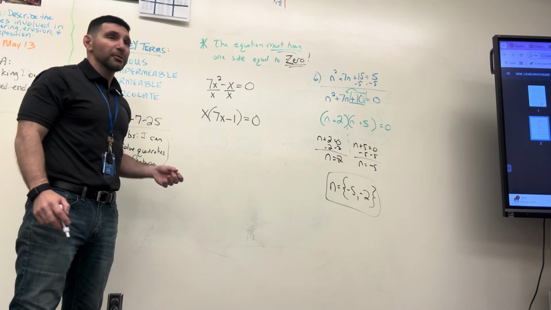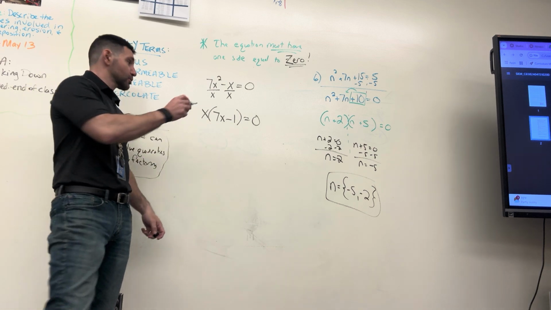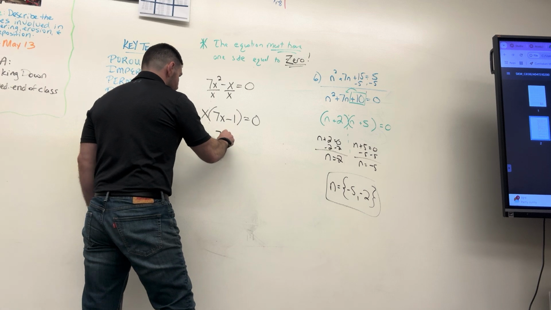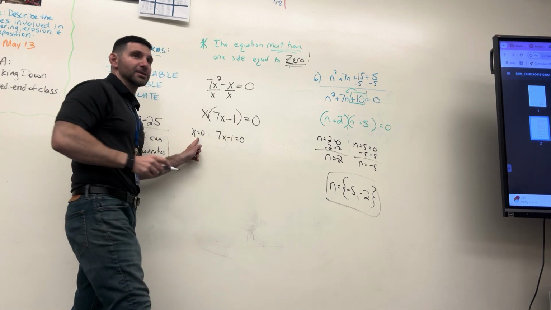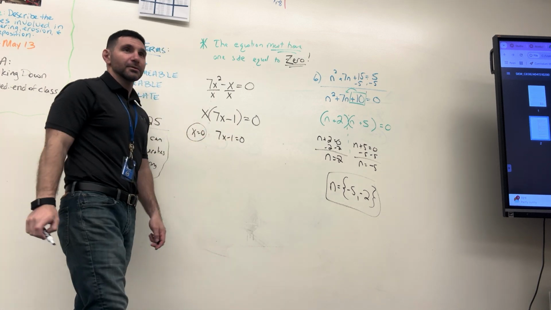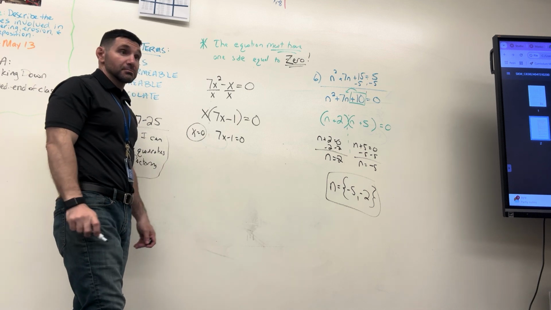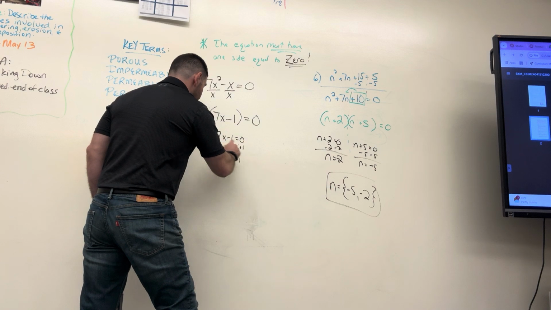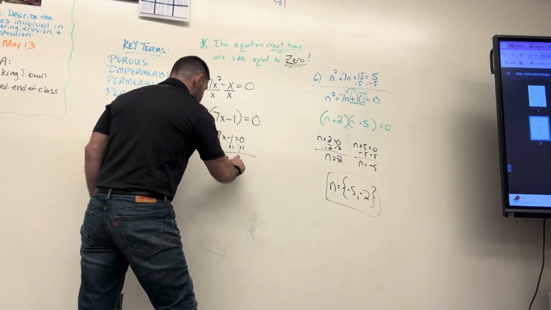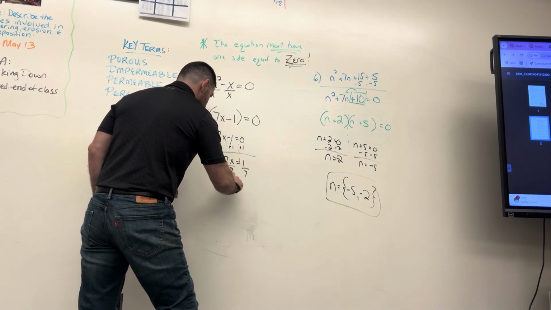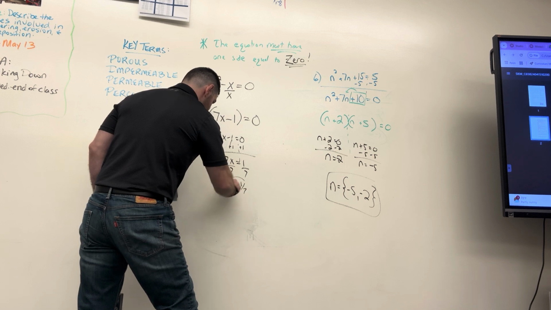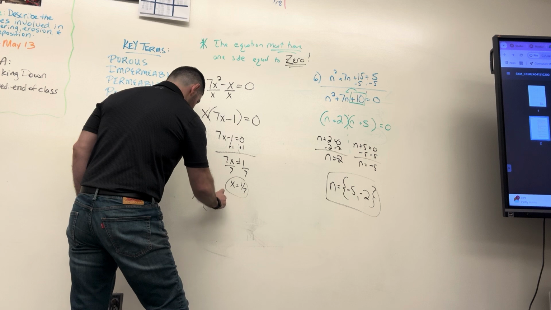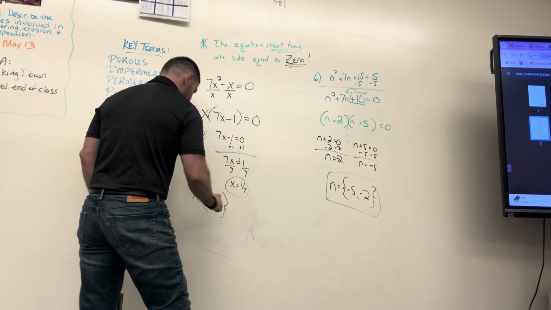Okay? So how would we solve this? Well, there's two factors. We still split it. x equals 0. 7x minus 1 equals 0. Hey, guess what? This is solved. One of our answers is x equals 0. Pretty easy, right? Add 1 gives me 7x equals 1. Divide by 7. x equals 1/7. So now x is 0 and 1/7.